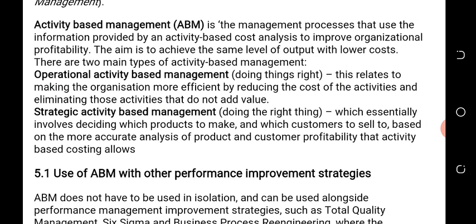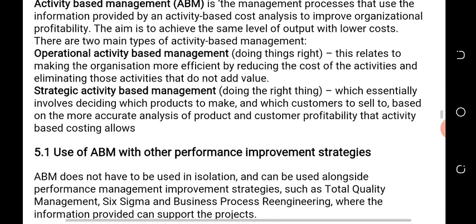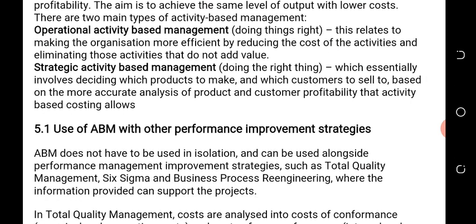This essentially involves deciding which products to make and which customers to sell to, based on the more accurate analysis of product and customer profitability that activity based costing allows. So under this broad topic, we also will look at products and customer profitability.